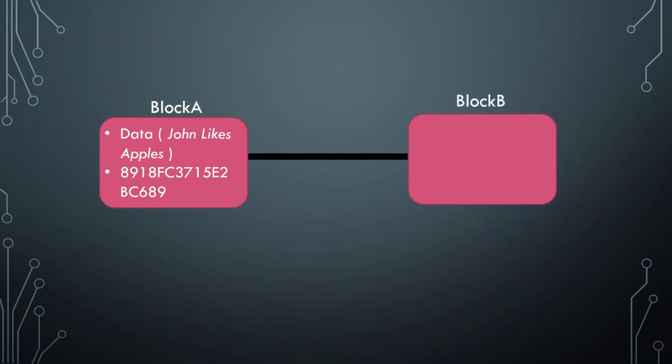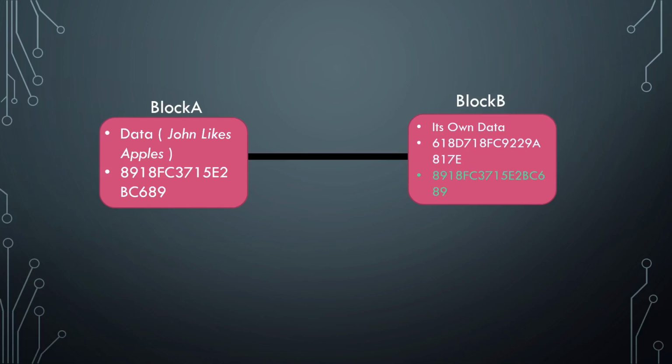Now, we will link block A to block B, and they form a blockchain. Block B will contain its own data, its own hash value, and the hash value of the previous block, because we know that blocks take reference from previous blocks. So block B has its own hash value and the hash value of block A.